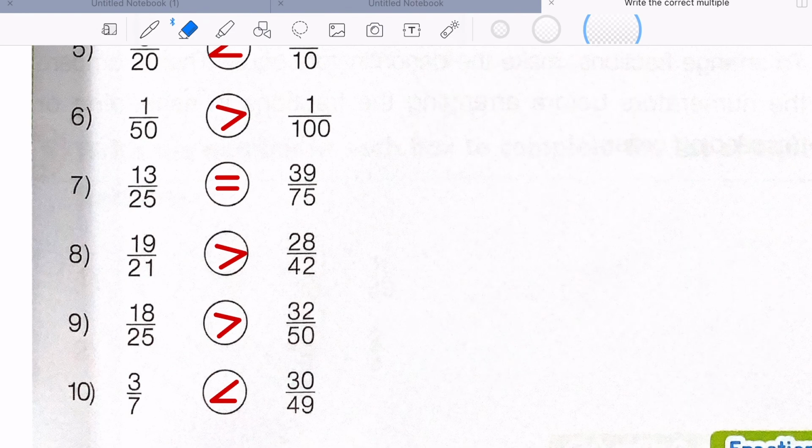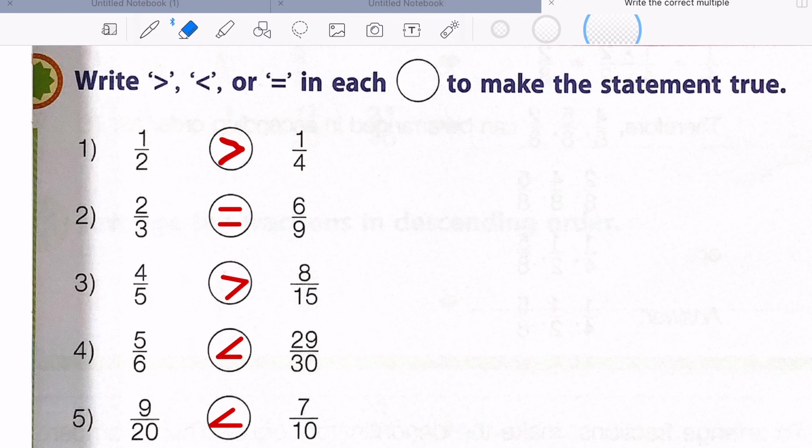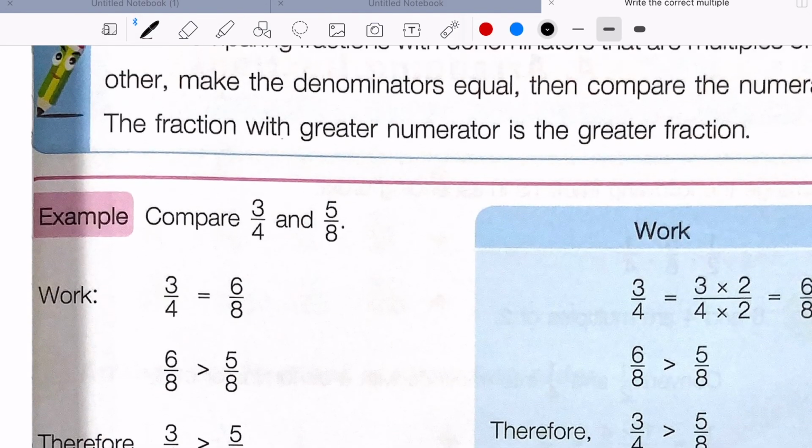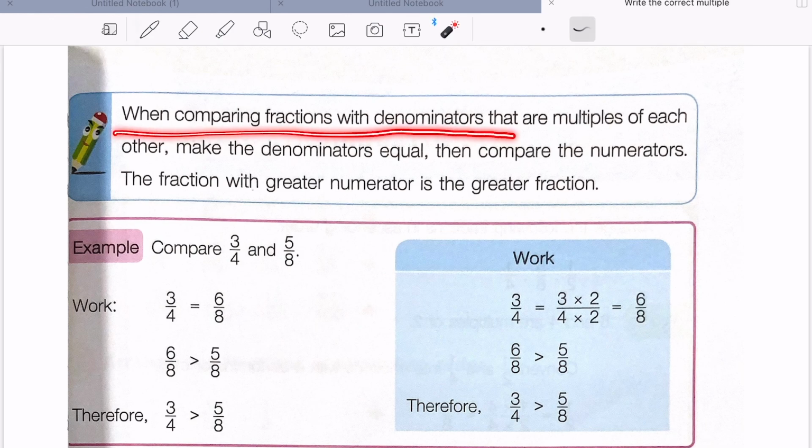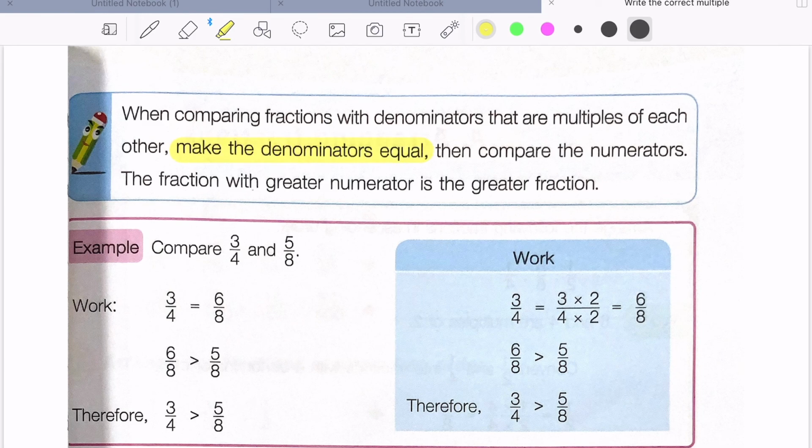All right, so let's review what kind of steps we need to do. Number 1, when comparing fractions with denominators that are multiples of each other, make the denominators equal. Then compare the numerators. So we have 2 steps. Make the denominators equal, number 1. Then number 2, compare the numerators.